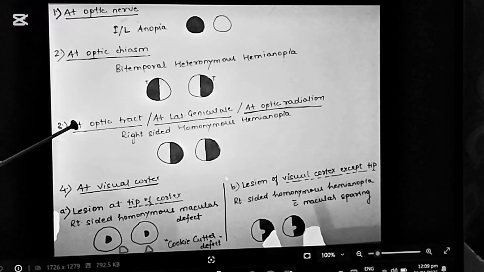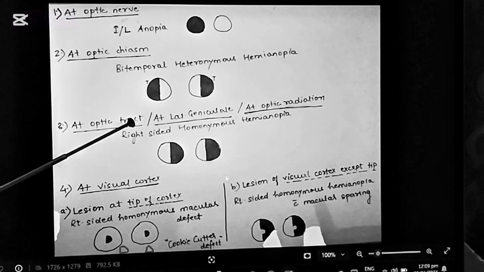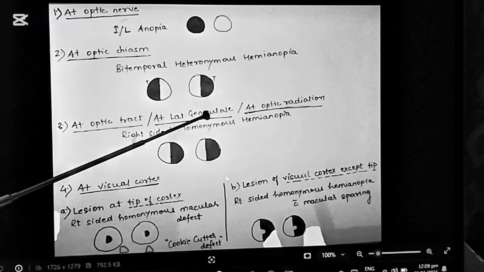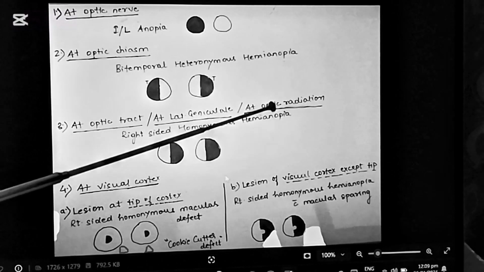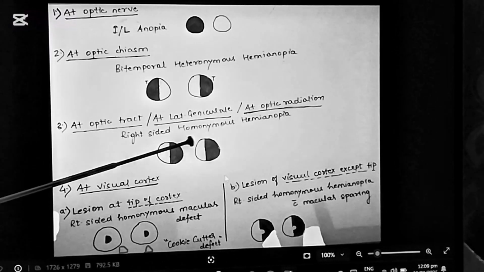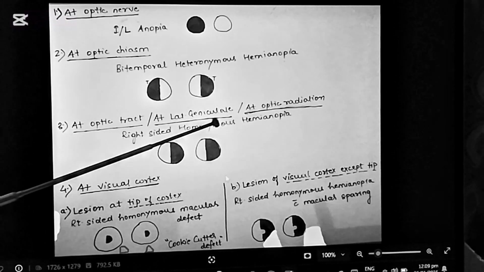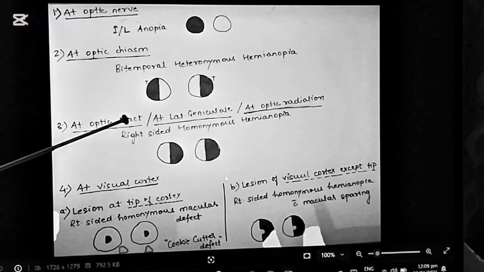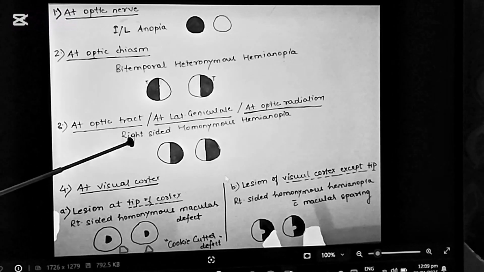Now, there is another important thing, that if there is a lesion at the optic tract or at the lateral geniculate body or at the optic radiations, we get a similar type of visual field defect, that is the homonymous hemianopia. It depends whether the right side is involved or the left side is involved.